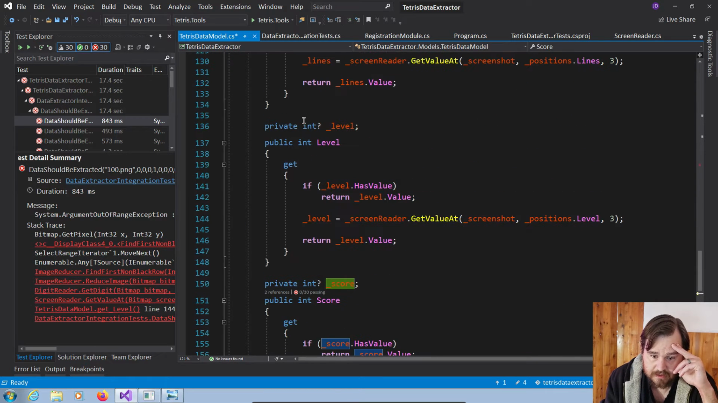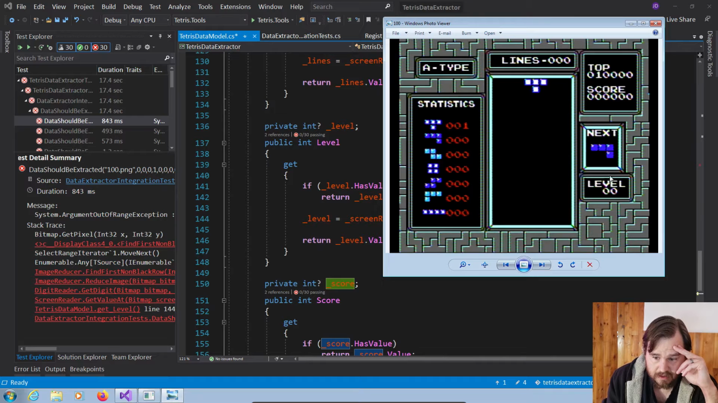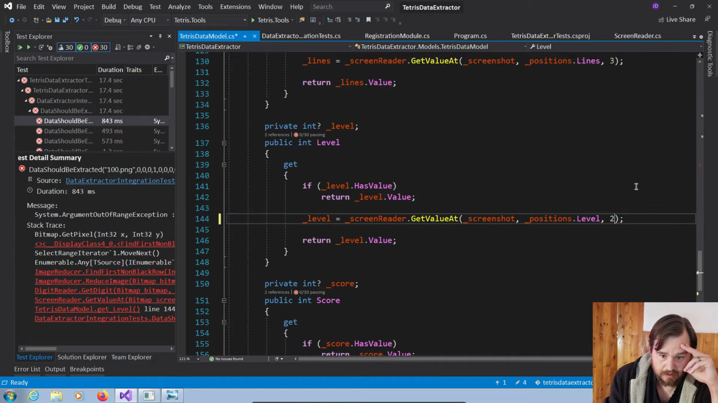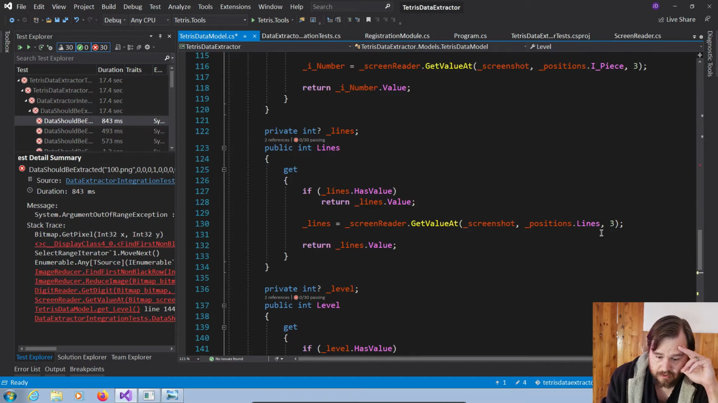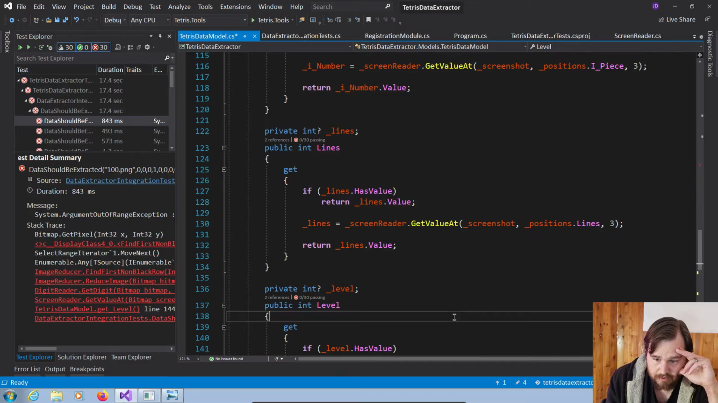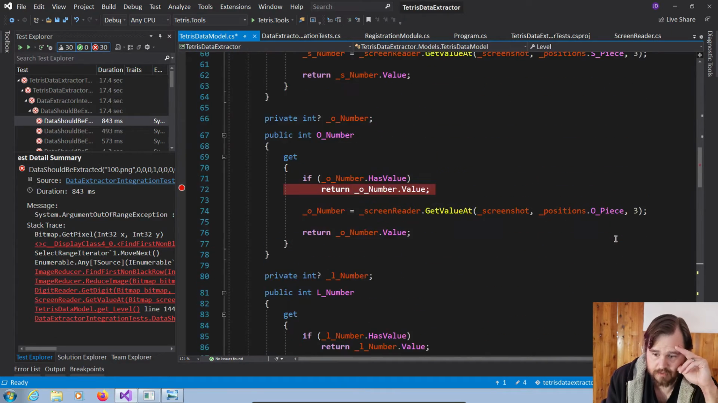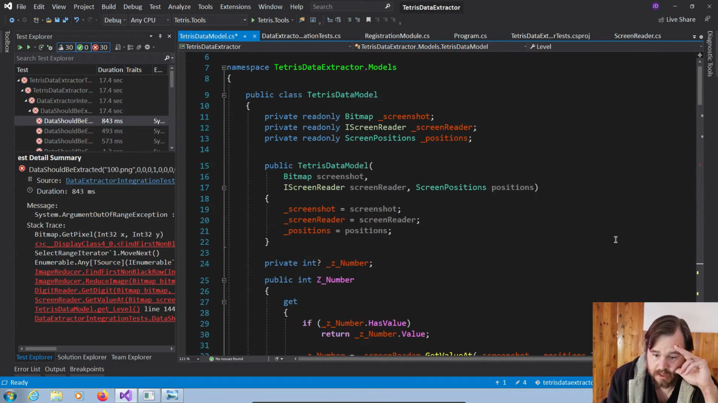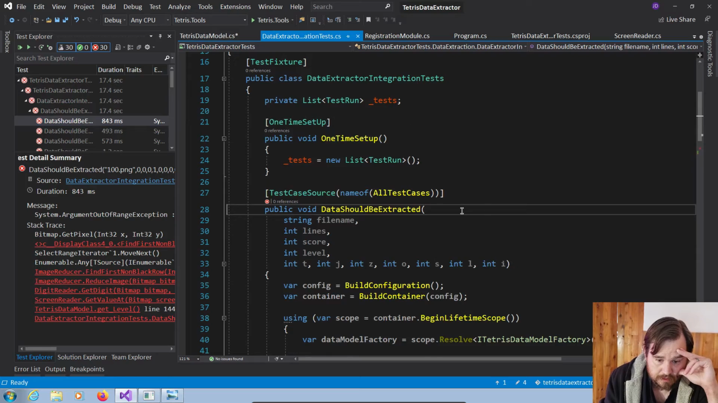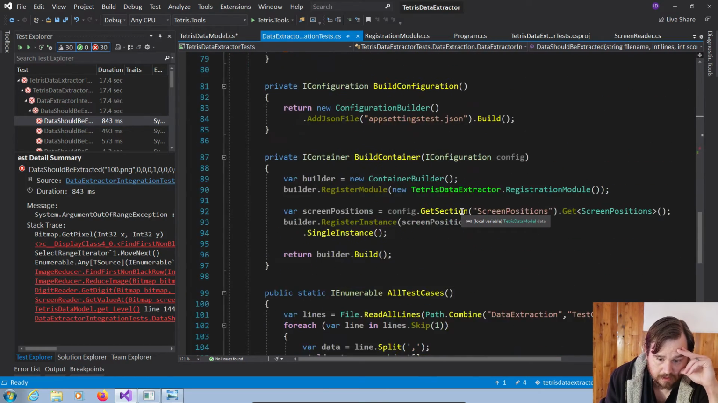Let's make sure everything else is right. The level, is that 3 digits? No, it's only 2 digits. So what is going on there? The lines are 3 digits. Everything else should be 3 digits, which is probably why I was in a copy-paste mentality here. That's fine. Okay. That's fine.